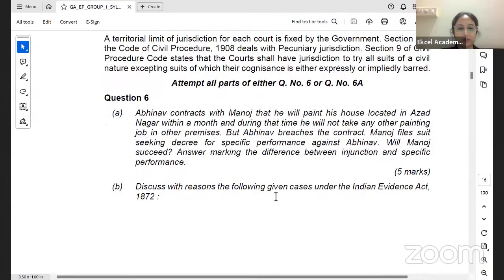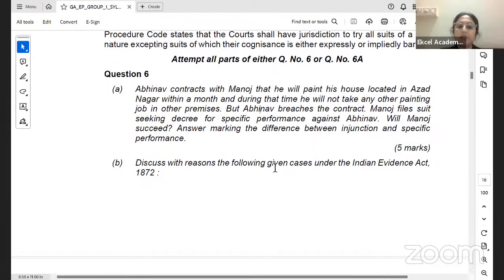Okay, so that is about the fifth question. Next, we will go to the sixth one. Here again, you have two questions, that is, a choice between internal 6 or 6A. Anything which is easy for you, you can select.